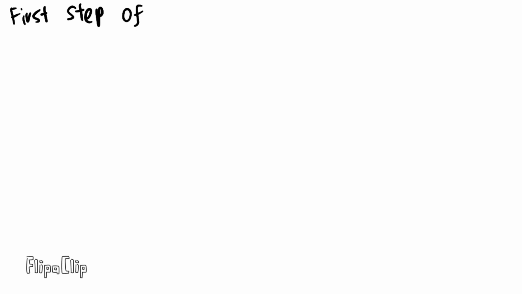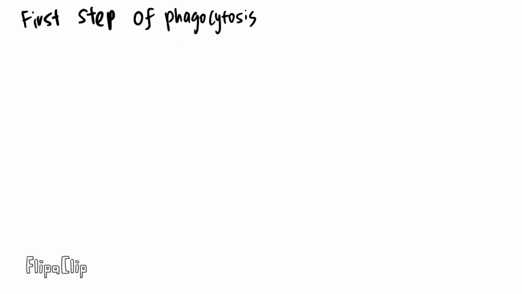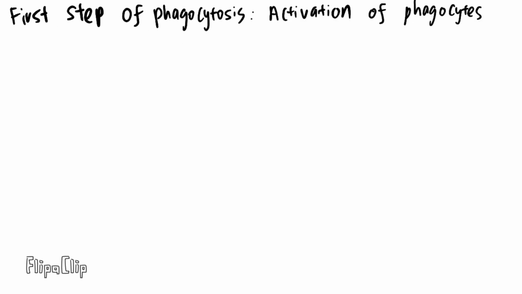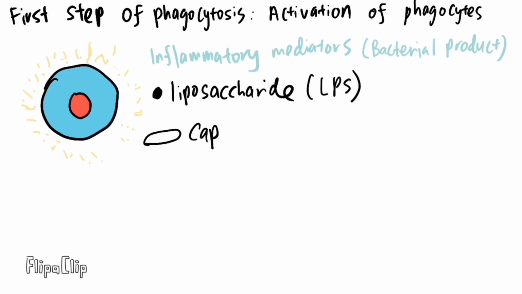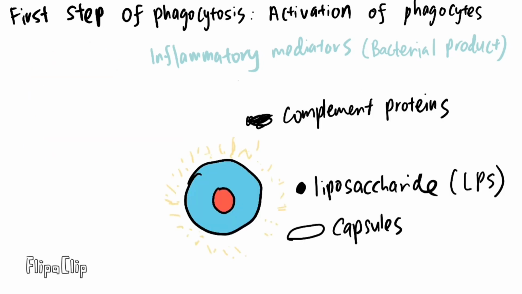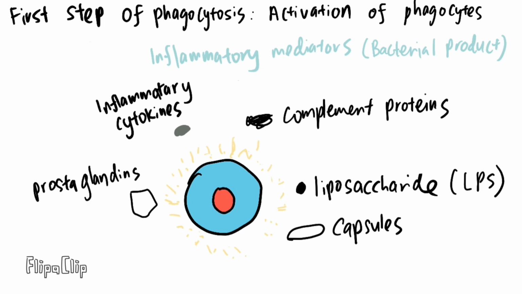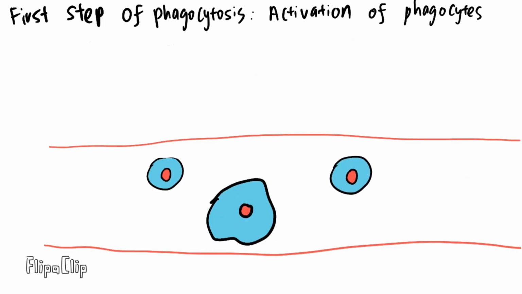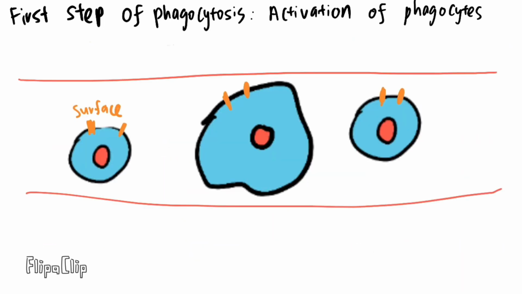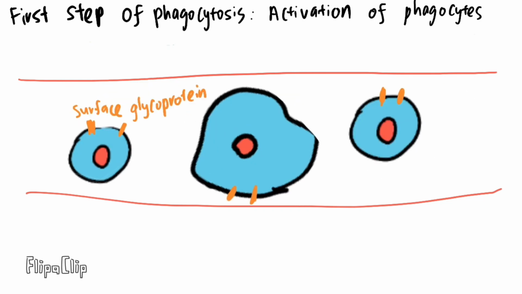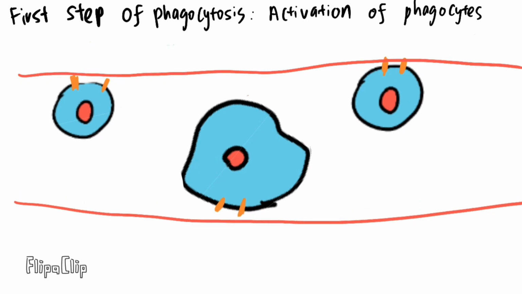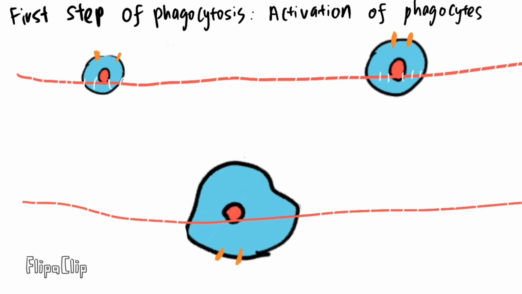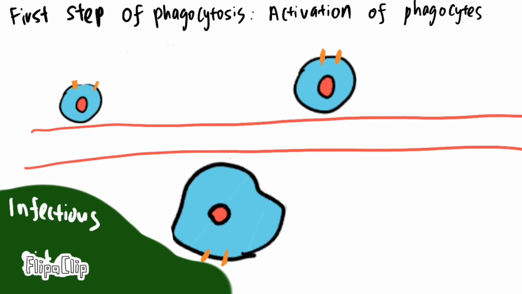The first step of the phagocytosis process is the activation of phagocytes. A resting phagocyte is activated by inflammatory mediators such as bacterial products, LPS, capsules, complement proteins, inflammatory cytokines, and prostaglandins. The circulating phagocytes have surface glycoprotein receptors that increase their ability to adhere to the inner surface of capillary walls. This enables them to squeeze out of the capillary and be attracted to the infection site.